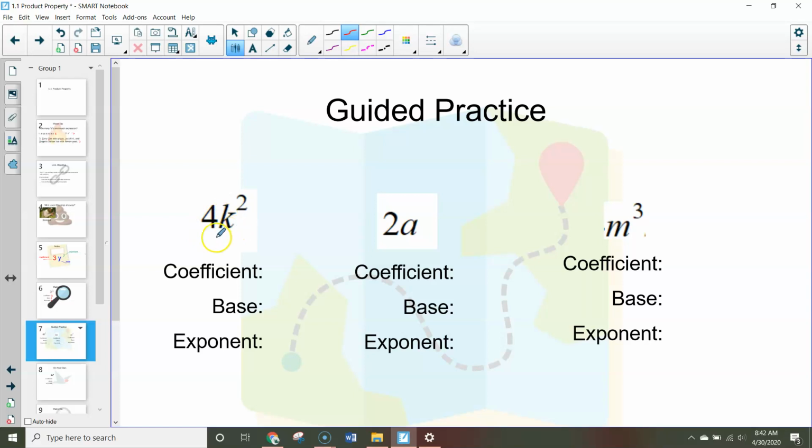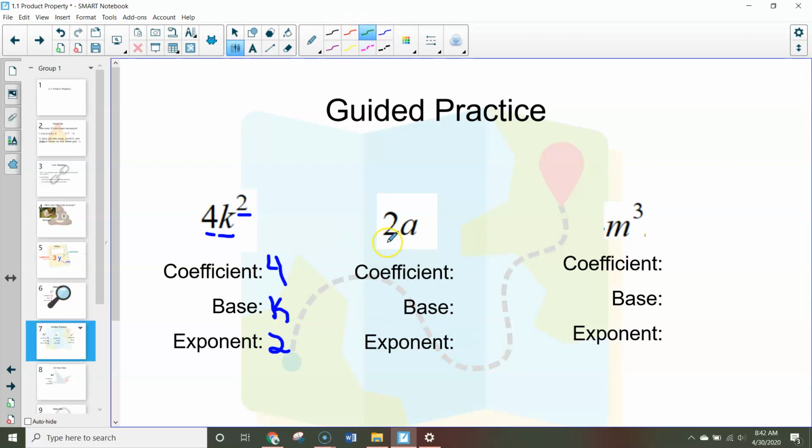Okay, so go ahead and copy this first one down, 4k squared. The coefficient is the big number. The base would be k. And the exponent would be 2. These next two are a little trickier.